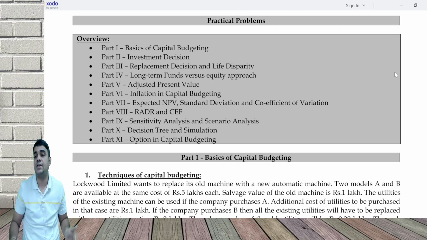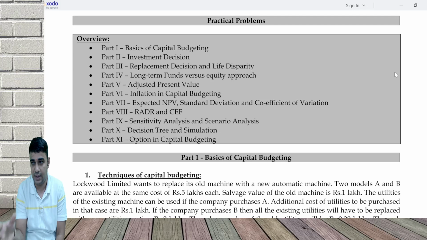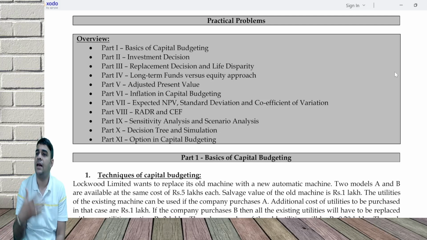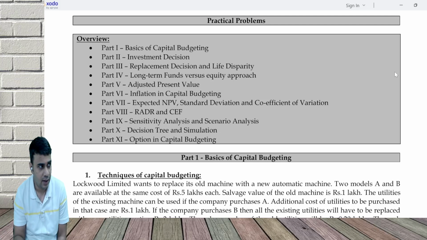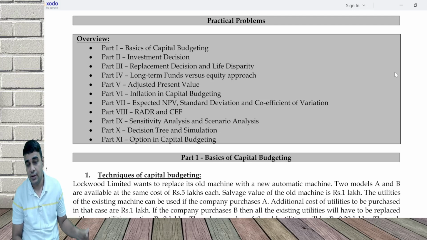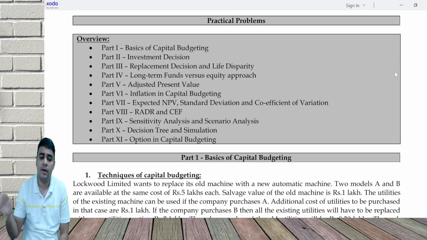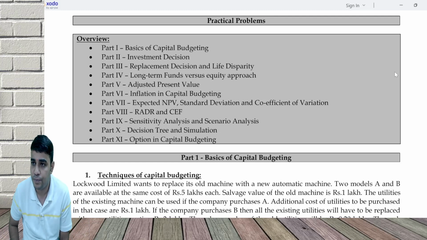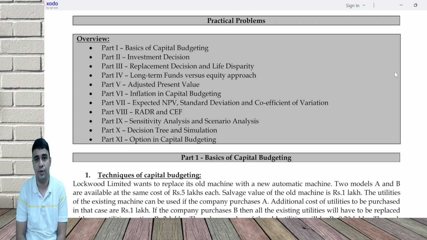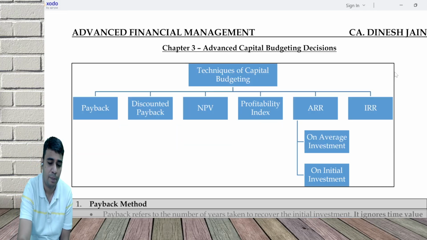So risk analysis and capital budgeting, which you could have done at CA Inter, may have covered these areas. For some people, risk analysis and capital budgeting would not have been there. And the current CA Inter, they've removed this concept of risk analysis and capital budgeting. So we are technically going to focus on replacement decision till option in capital budgeting. That's the area we're going to focus on. Now, in order to do this, let's first quickly go through the basics.